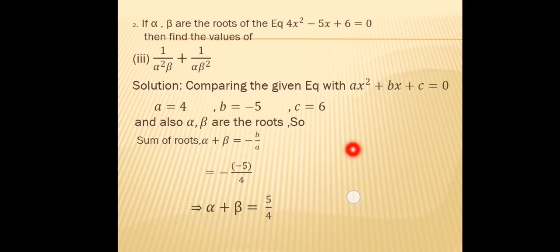Also, alpha and beta are given to be the roots of this particular given quadratic equation. So we will find sum of roots, that is alpha plus beta is equal to minus b by a. While putting the values of b and a, we just get alpha plus beta is equal to 5 by 4.